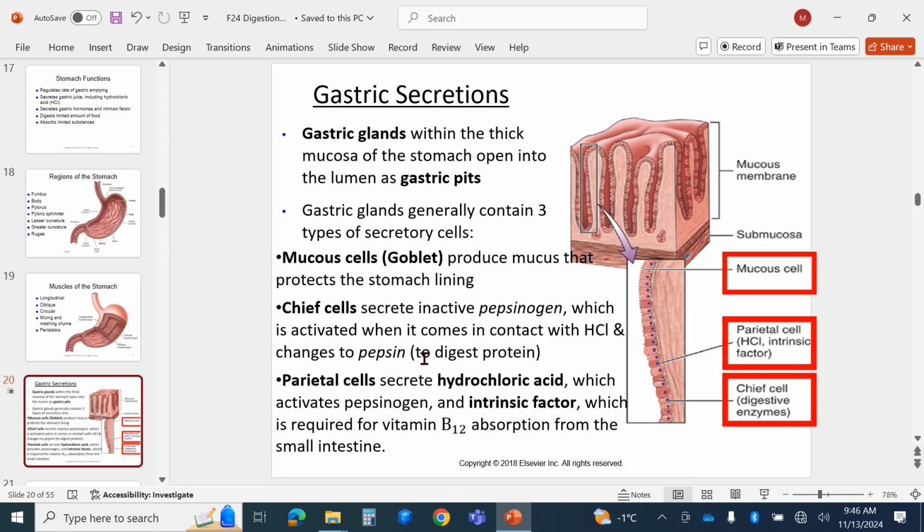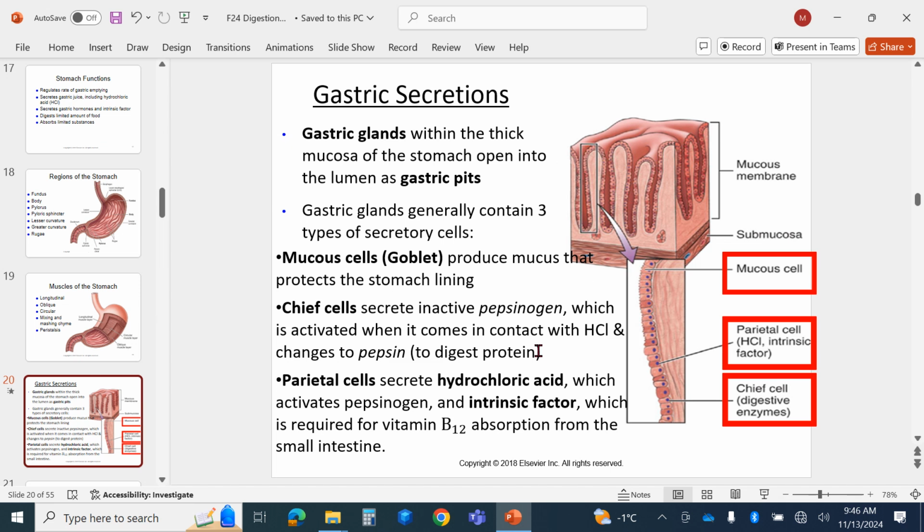Gastric secretions: there are a couple here that I do want you to know. Gastric glands within the thick mucosa of the stomach open into the lumen as gastric pits. The gastric glands generally contain three types of secretory cells. You've got mucus cells, also called goblet cells. These produce mucus, and that protects the stomach lining from the acid.